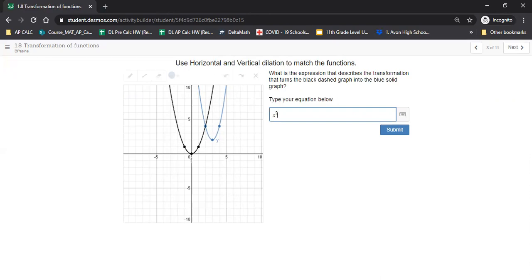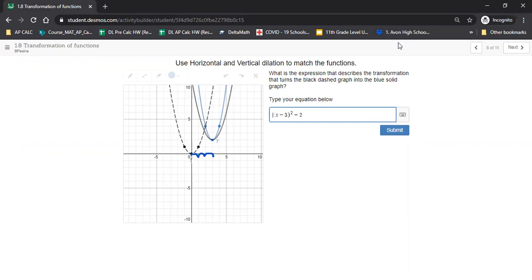It appears that it went 1 unit, 2 units, 3 units to the right. So let me go ahead and put a +3. Wait, sorry, not a +3. A -3, correct? Because it went 3 units to the right, so I need to do the opposite. And it went 2 units up, so +2.